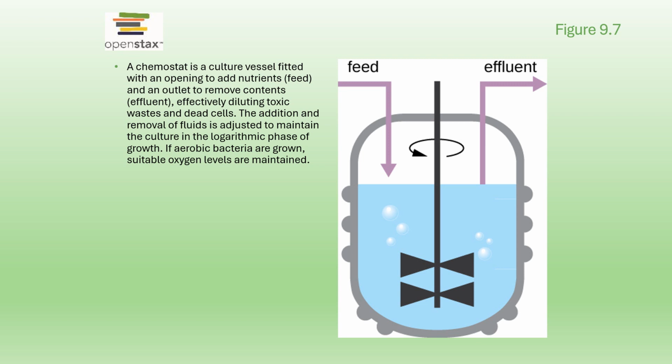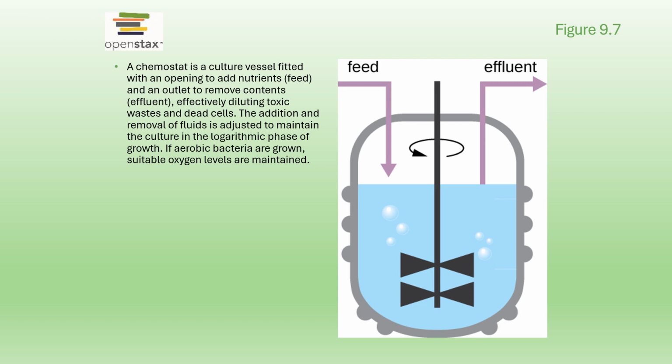And so in this type of situation, because you're constantly adding new nutrients, you're never running out. So those cells just continue to grow and reproduce, and they're making the products that you're interested in, and you keep pulling those. The effluent is what you're pulling out. You're pulling out some of the media that may have some of the dead cells in it.